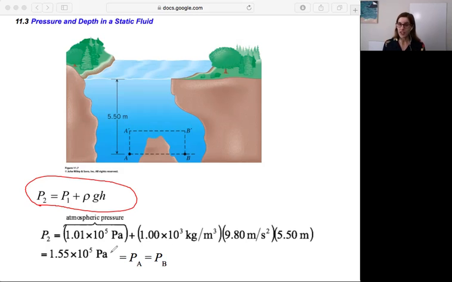Note we would have gotten a very different answer if we had plugged in 1 ATM here. Right, we would have gotten just the 0.54 times 10 to the 5th pascals. So it's really good we included this extra 1.01 times 10 to the 5th pascals. That made a big difference in our answer. All right, so this introduces the idea of pressure and depth in a static fluid.